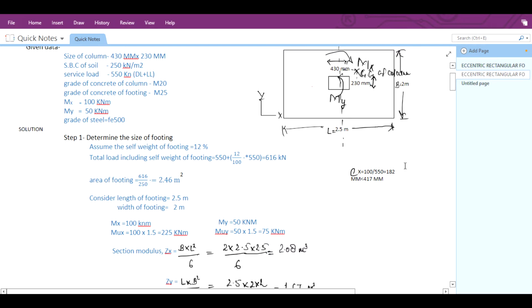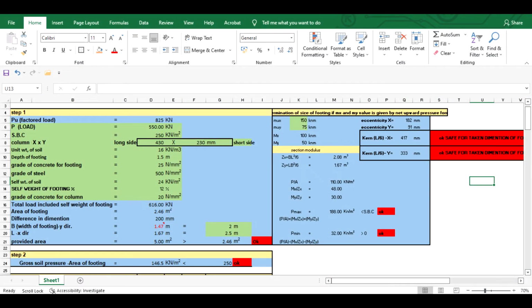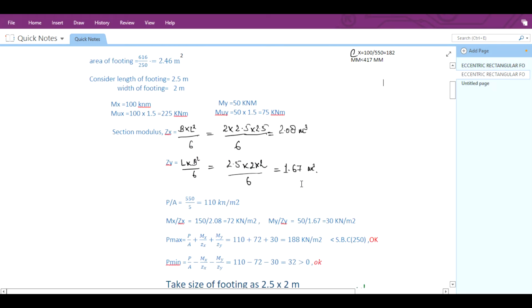It is 2 meter, so you have to multiply it with 1000. So 2000 divided by 6 will come as 333 mm, which is greater than our calculated eccentricity for y direction, that is 91 mm. So that will also be okay. Further we will go.